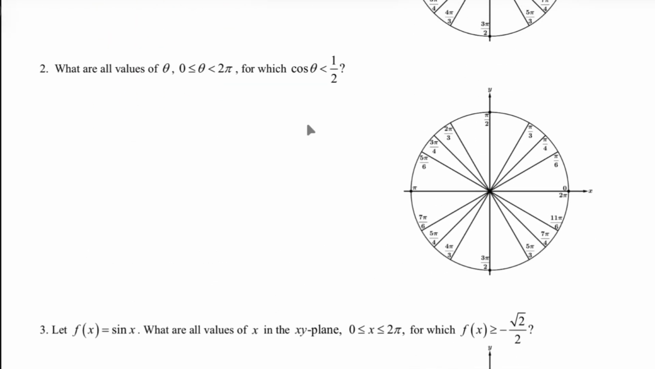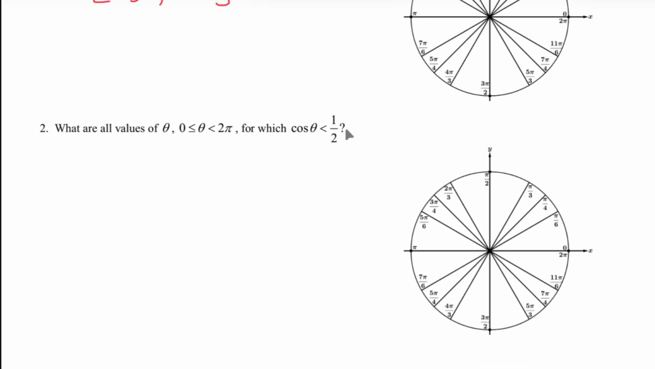So now number 2, we have cosine of theta is less than 1/2. So where on the graph is cosine 1/2? Cosine's positive at quadrant 1 and quadrant 4. So I can label that 1/2. It's at pi over 3, so here and here. That sign is negative, but we don't care for that. We're looking for the cosine, and cosine is also x.